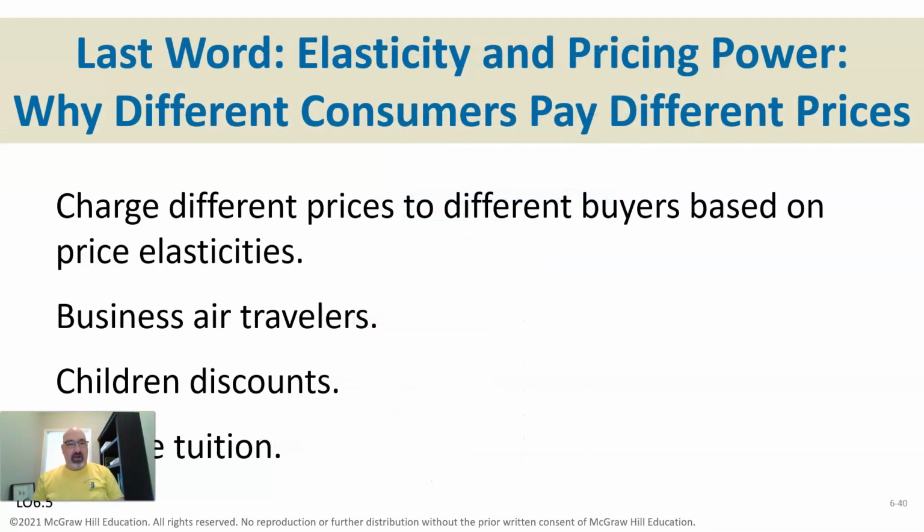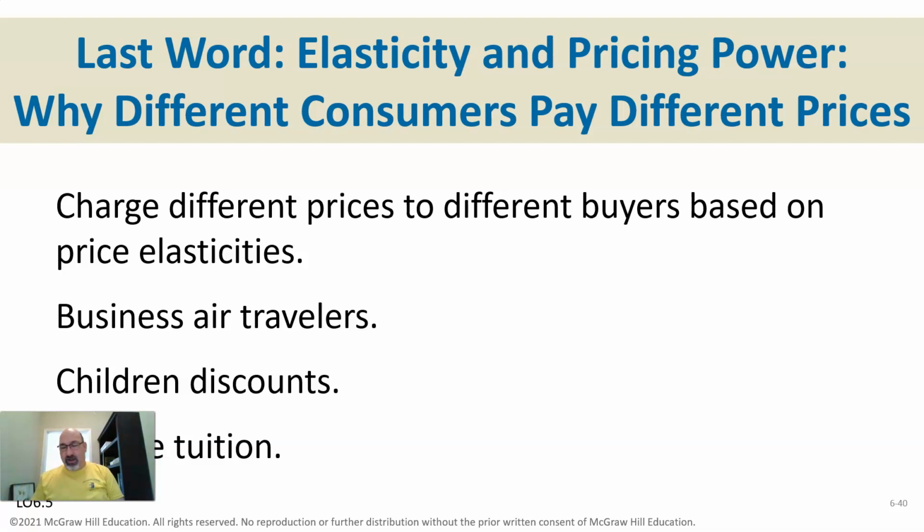So, elasticity and pricing power. Why do different consumers pay different prices? We can charge different prices to different buyers based on price elasticities. So you have business air travelers, kid discounts, and college tuition. Back that up. This is basically the idea of price discrimination.